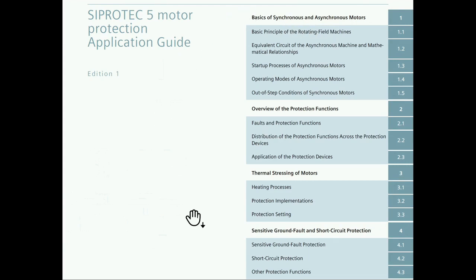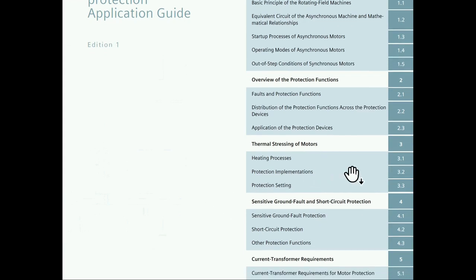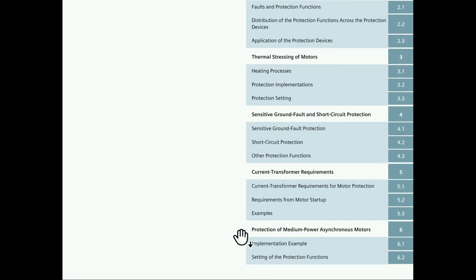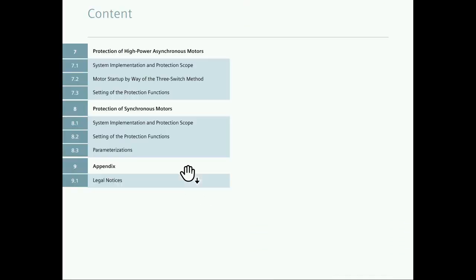Basically, we have 83 pages of motor protection examples and explanations: the basics of synchronous and asynchronous motors, an overview of the protection functions, the thermal discussion, thermal stressing of motors, then a special chapter for sensitive ground fault protection, which I did not treat in these two tutorial sessions, current transformer requirements, and then two or three setting examples, as I showed on these slides. One is for medium-sized asynchronous motors, and on the next page, high-power asynchronous motors. There is also, I think, the principle with a Kondorfer starter explained inside, so an auto transformer, which is used to start a motor, and also a protection example for synchronous motors.